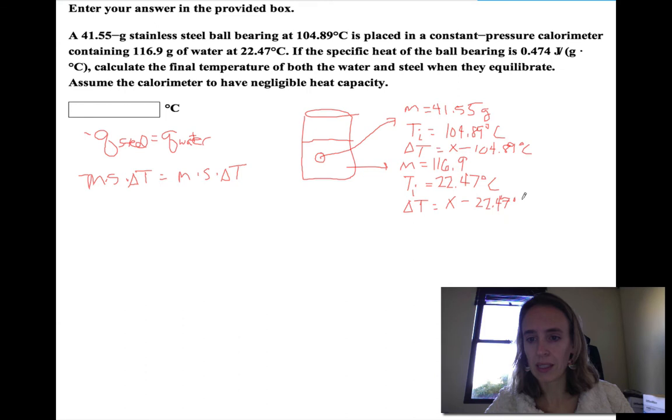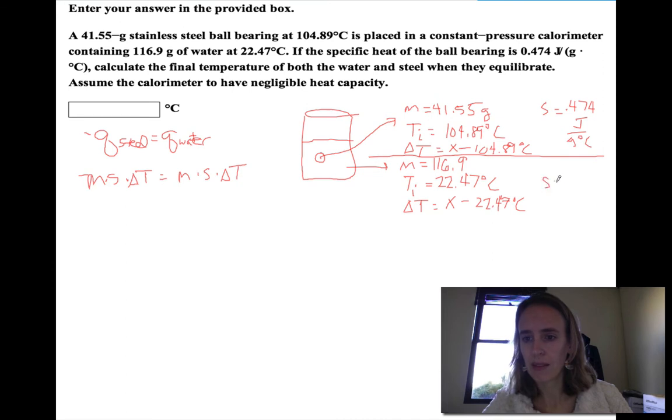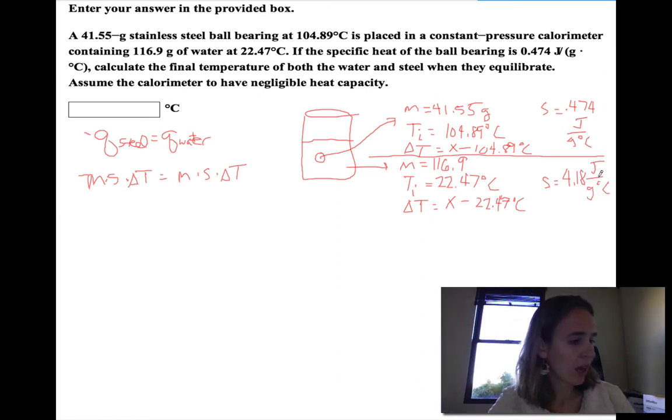One other thing we know about these two materials are their specific heats. Let me draw a line to separate these. Top information is for the steel ball. Specific heat for the steel ball is given to us, 0.474 joules per gram degree C. Specific heat for water is 4.18 joules per gram degree C, and you've seen that number a few times now. And just to complete my notes here, the final temperature, what we're looking for, is X. That final temperature will be the same for both the water and the steel ball.